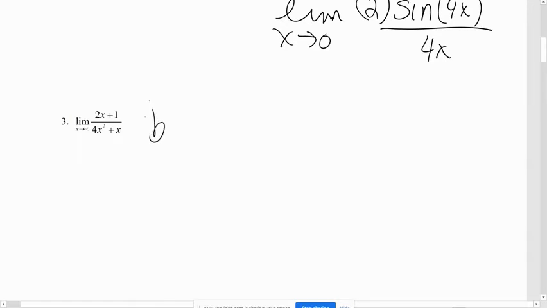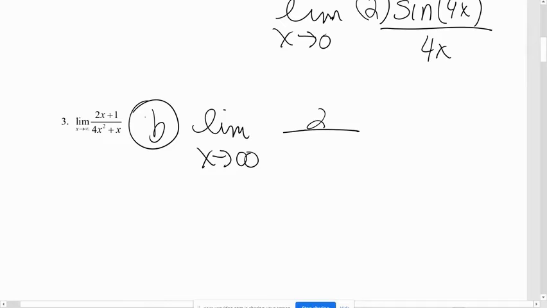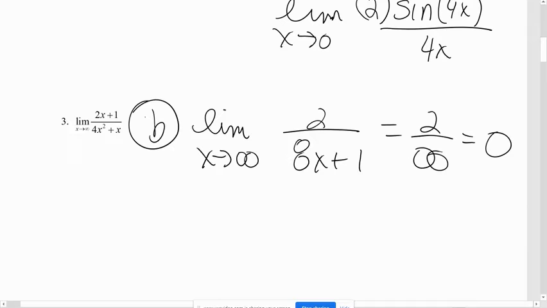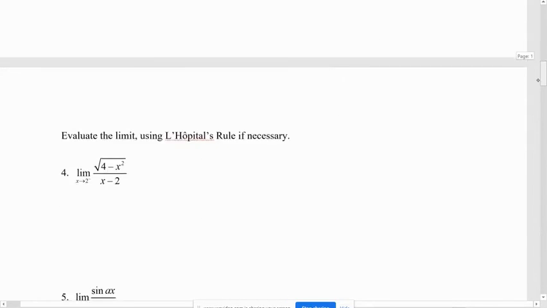Okay, so this is part B. We already know it was infinity divided by infinity, so we can do L'Hopital's. So we'll go the limit as x approaches infinity. We'll do the derivative of the top, which is 2, and the derivative of the bottom is 8x plus 1. All right, so that's going to be, if I plug in infinity, 2 over infinity, and that is, if I take a number and divide by infinity, it's going to be 0, and that matches our first answer. All right, let's go to number 4.